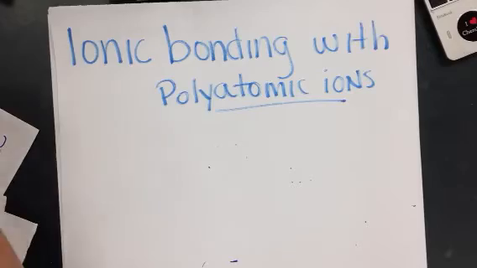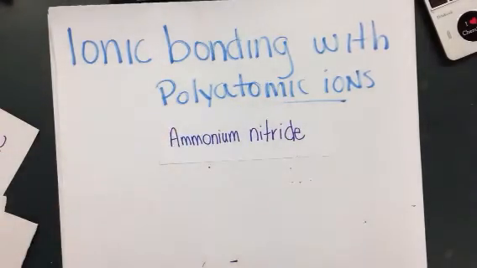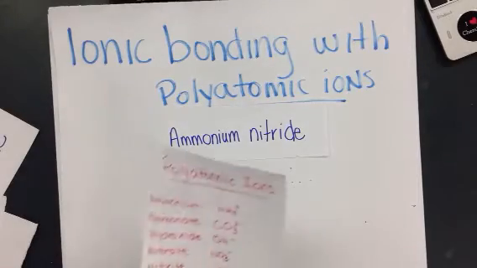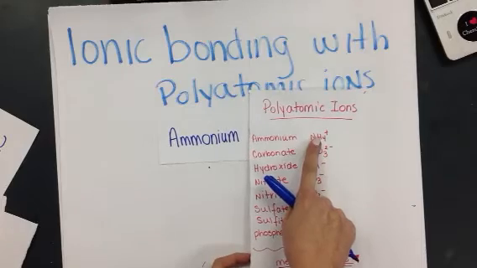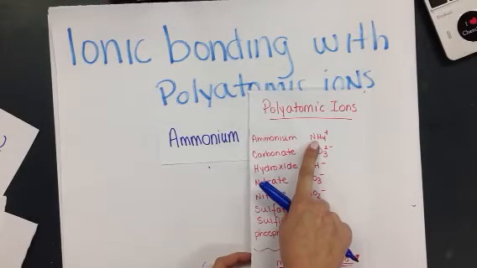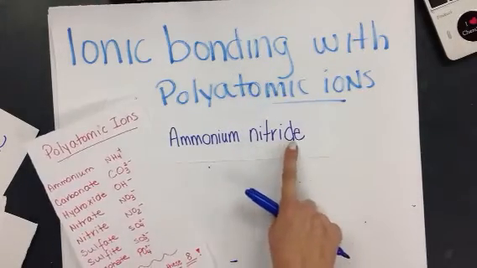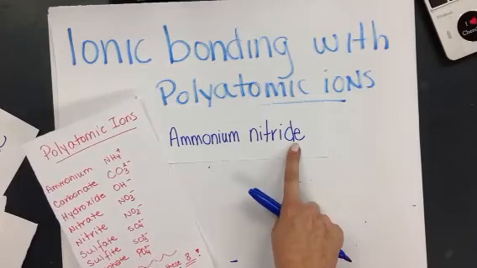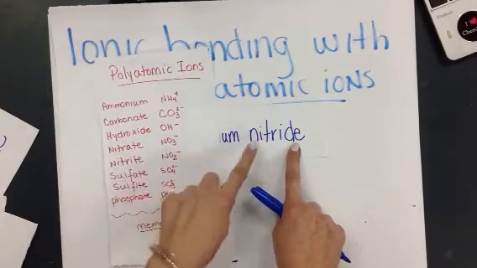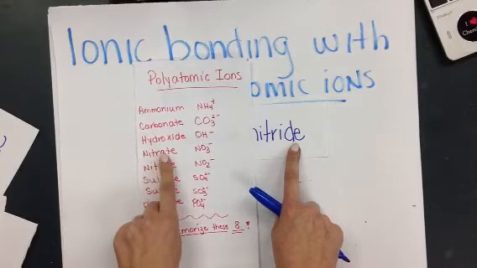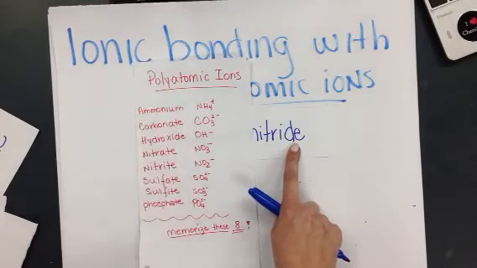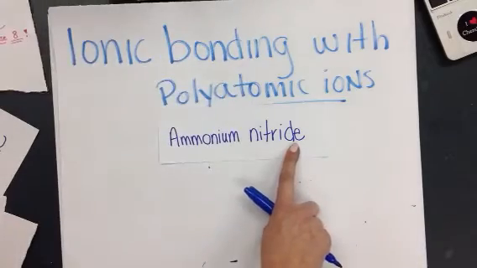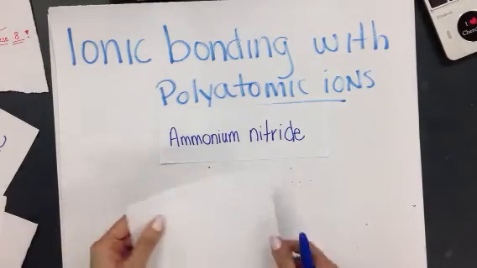Let's go with ammonium nitride. Ammonium nitride. Okay, ammonium. If you remember, ammonium is a polyatomic ion. It's one of the ones you have to memorize. NH4. Nitride is just nitrogen from the periodic table. Not to be confused with nitrate or nitrite, which is a polyatomic ion, okay? All right, nitride is from the periodic table.